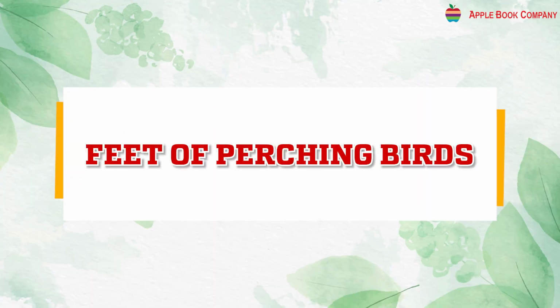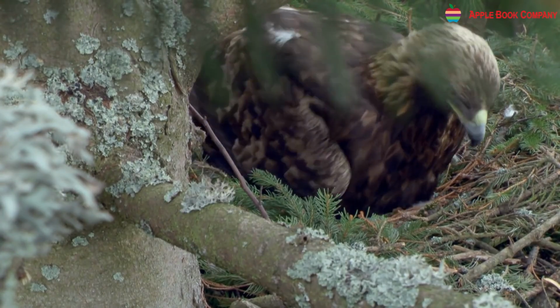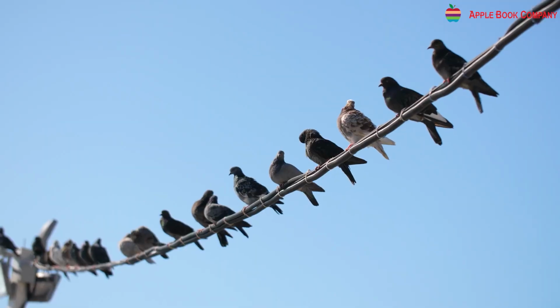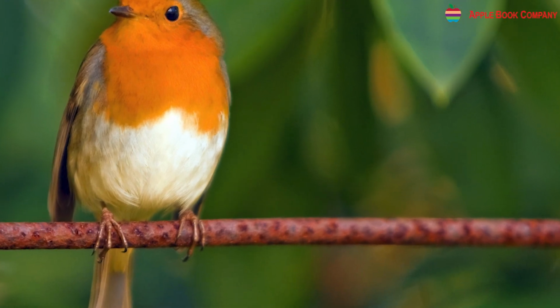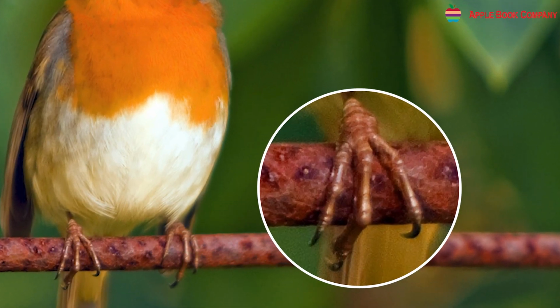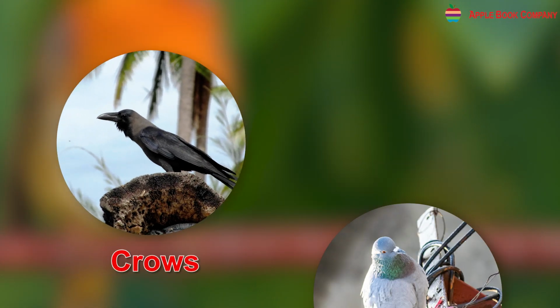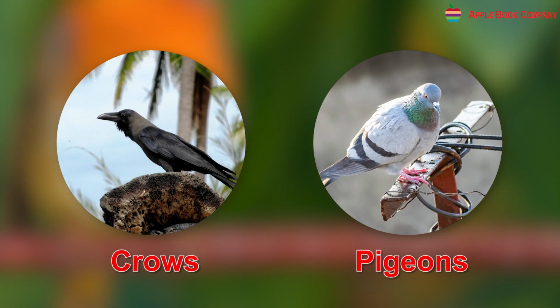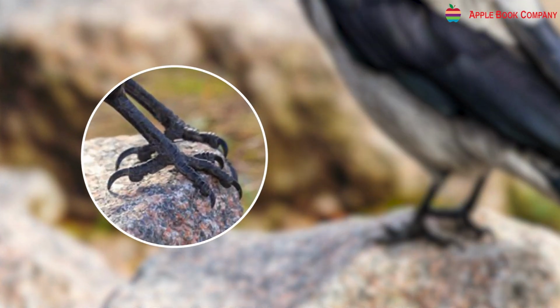Feet of perching birds. The birds which sit on branches or wires need to have a firm grip. This act is called perching. Hence, perching birds like crows and pigeons have special feet which enables them to have grip. They have 3 front toes and 1 toe at the back.